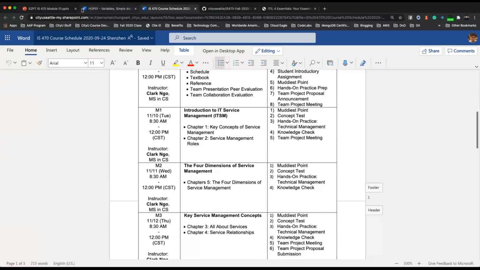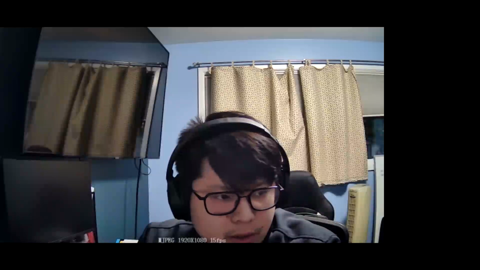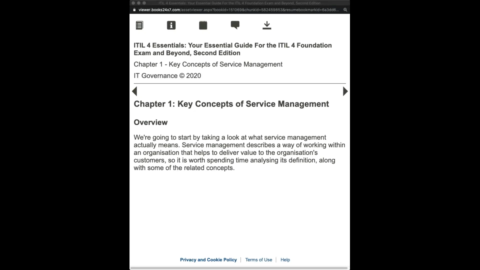Okay, so again, let's start off with the textbook. So we start off with the concept of service management, right? So the first word that we hear is service. And service is pretty generic, right? It's pretty general. So even this usage is correct.